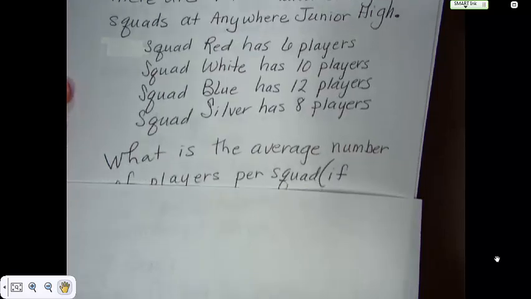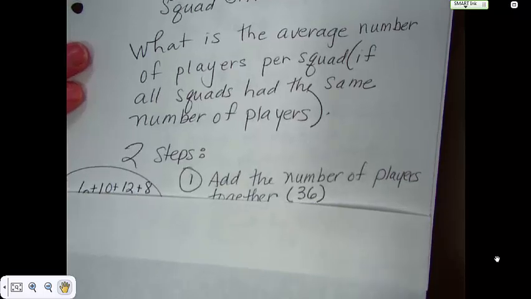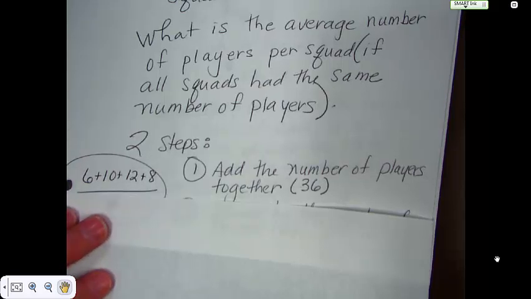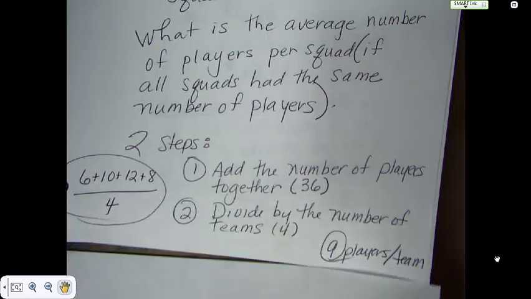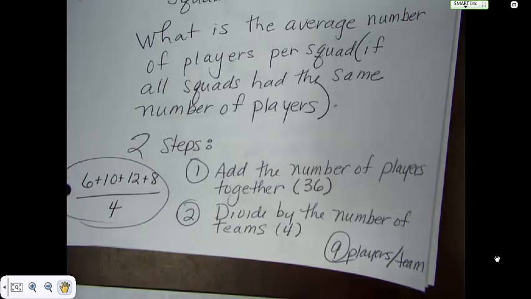So, we will add up the number of players, and when you do that, there are 36 players. And then we would divide that by the number of teams, and we know there are 4 teams. When we do that, we end up with 36 divided by 4, which gives us 9. So the coach would divide those players into 4 teams of 9. That's not too hard to figure out.